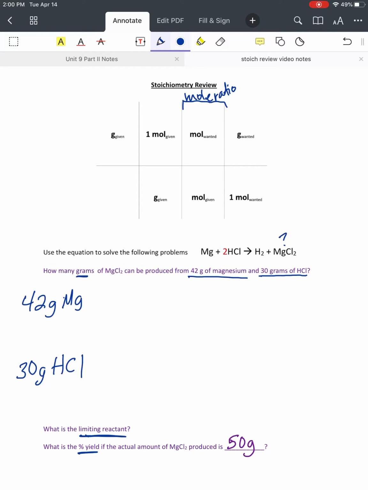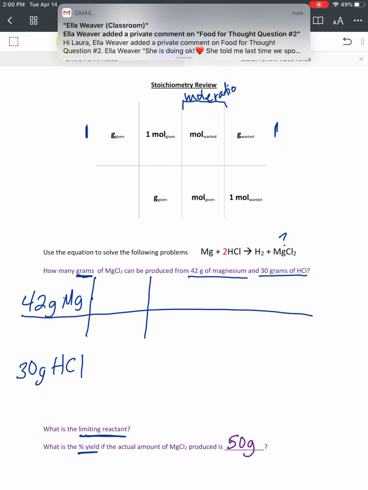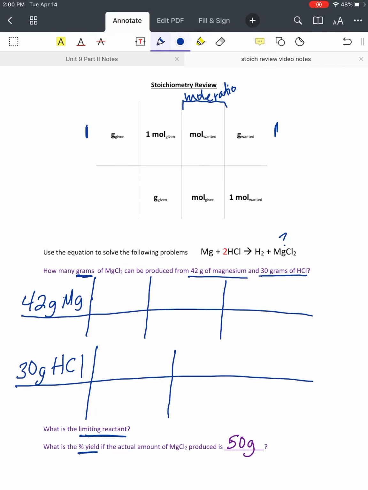So since I'm starting with grams and I'm looking for grams, that means I'm gonna have to go all the way from the beginning to the end of my foldable. So I'm gonna have to use the whole thing, so I'm just gonna set it up with that many spaces. So 1, 2, 3. This one gets the same thing. 1, 2, 3. Okay. So we'll just start with magnesium first.